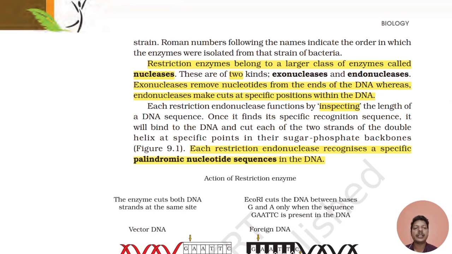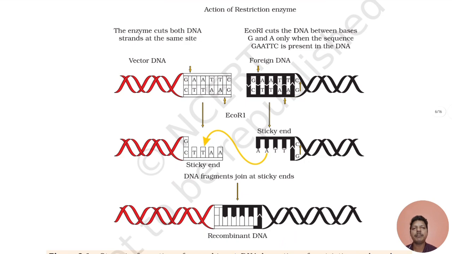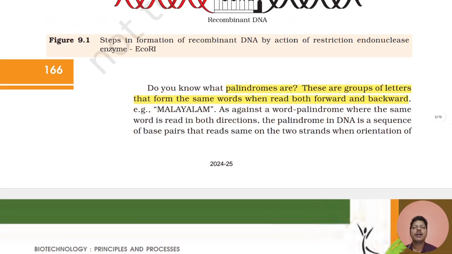Each restriction endonuclease recognizes a specific palindromic nucleotide sequence in the DNA. Here, this diagram, you can already go through it. Palindromes are groups of letters that form the same word when read both forward and backward. For example, Malayalam. M-A-L-A-Y-A-L-A-M. Here also, if you read from this side, the same letters are coming. If you read from the opposite side, the same letters are coming. M-A-L-A-Y-A-L-A-M, Malayalam. These are called palindromes.